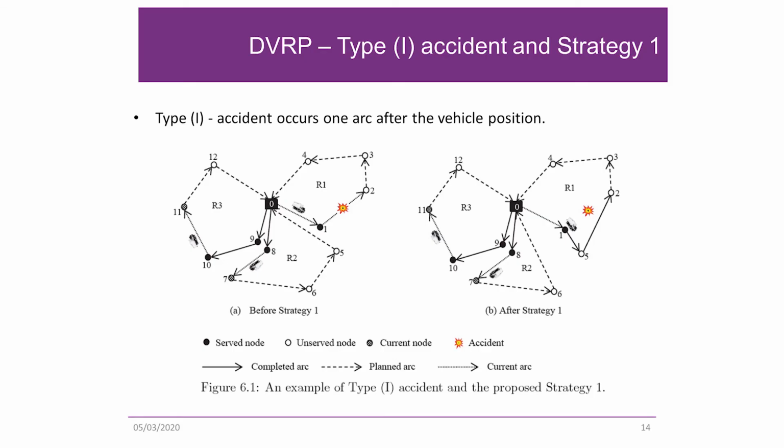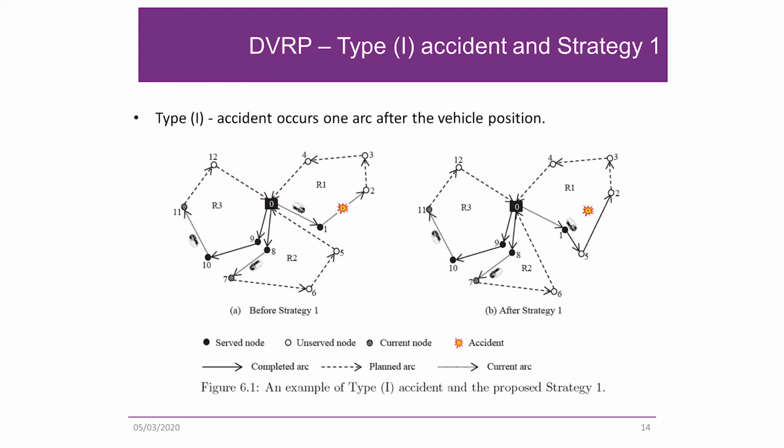Now, in the dynamic VRP, we consider two types of events, or two types of accidents, and we propose two strategies to deal with these events. The first type of event is when we consider an accident occurring one arc after the vehicle's position. For example, here, the vehicle is moving from the depot going to customer number 1, and there is an accident here. Now, we will first evaluate the severity of the accident, whether it is a small, medium, or large impact accident.